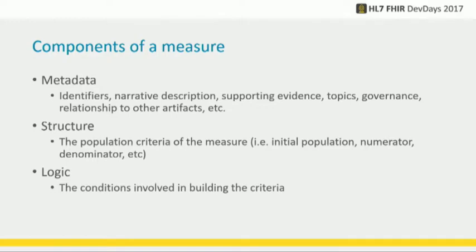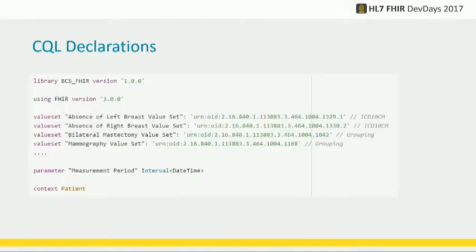So within a particular measure, the logic is represented using CQL. So we have libraries that describe the terminologies involved. You'll see the parameter indicates the measurement period. Typically when you run a quality measure report, you're giving it for a particular range, a given year or maybe a quarter. By parameterizing it, we now can just provide that as part of the evaluation.